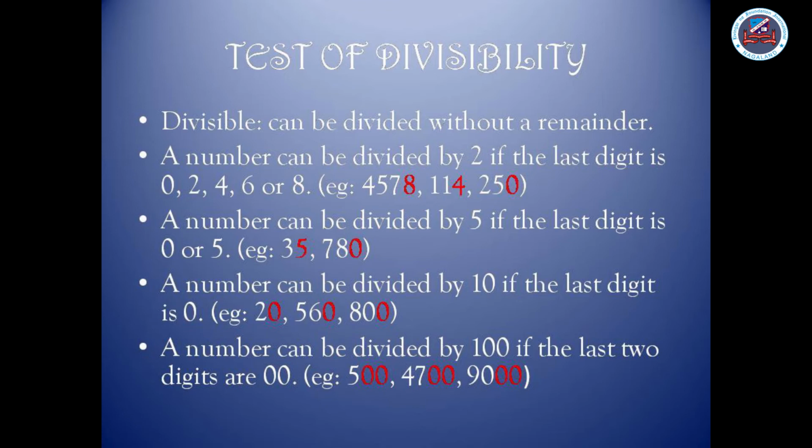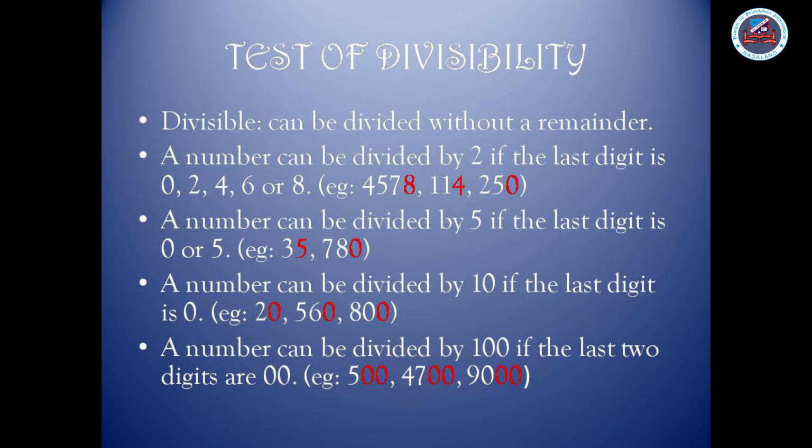Test of divisibility. Divisible means it can be divided without a remainder. That means when you divide, it will not have any remainder. A number can be divided by 2 if the last digit is 0, 2, 4, 6 or 8.